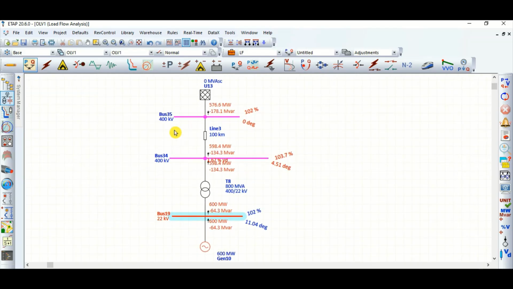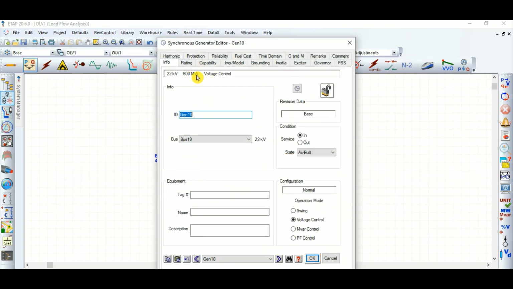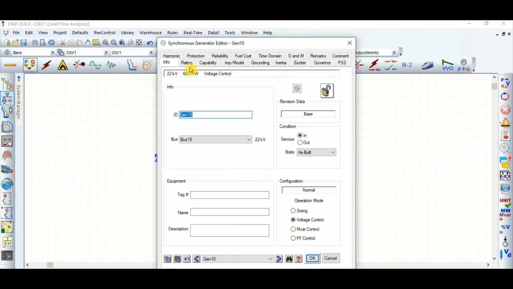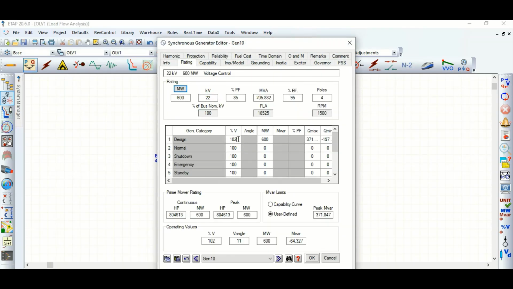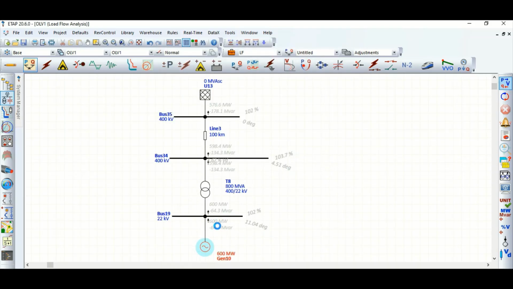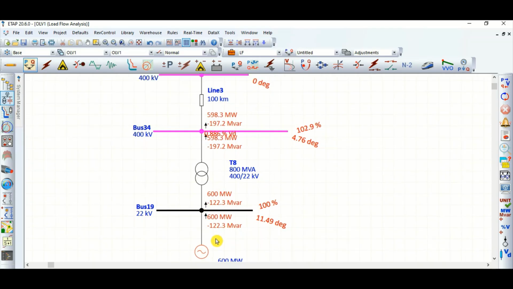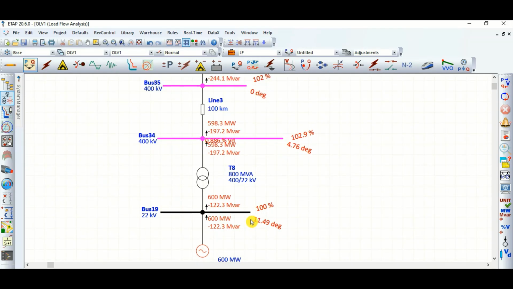Okay, so in this video, up to this point, what we have discussed is all about the voltage control mode. When the generator is kept in voltage control mode, these are the impacts. The main purpose is to maintain the generator bus terminal voltage at the set value. What is the set value? We have set the terminal voltage at 102 percentage. If it is 100 percentage, then definitely this reactive power value will change. Now minus 122.3 MVAR reactive power is absorbed by this generator, just to maintain the generator terminal voltage at 100 percentage.